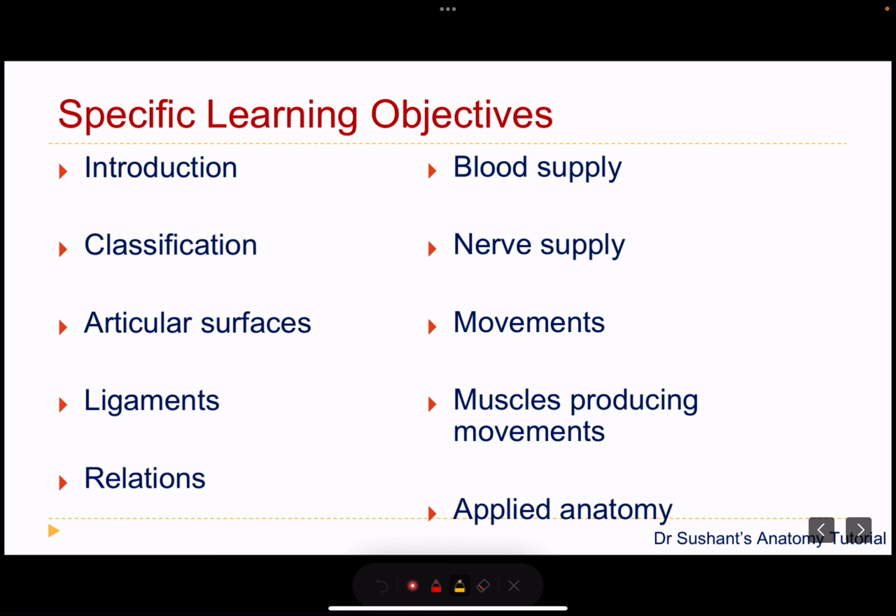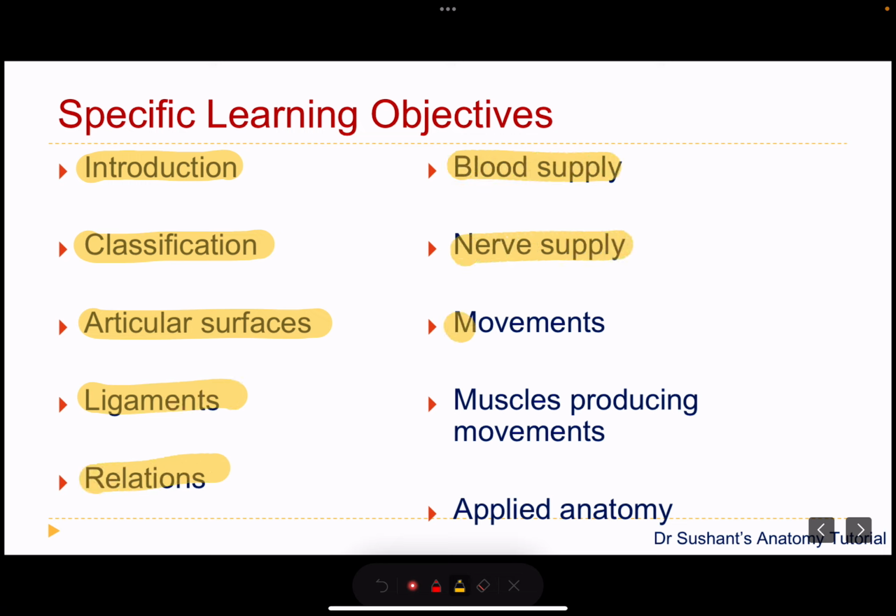So the specific learning objectives of this class would be giving an introduction to the knee joint. Then I will go on to discuss the classification, articular surfaces, ligaments, relations, blood supply, nerve supply, movements, muscles producing the movements, and applied anatomy of the knee joint.